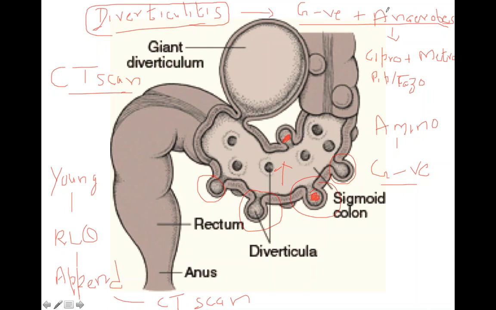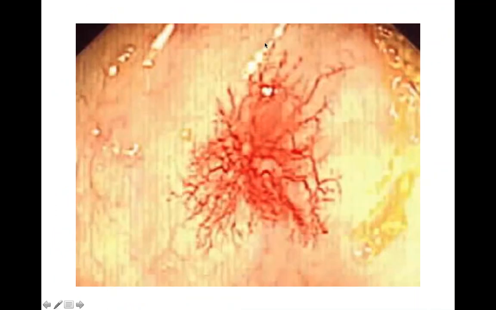Next we come to angiodysplasia. It is the second most common cause of lower GI bleed. The patient has painless bleeding, so we have to go for colonoscopy. When we go for colonoscopy, we will find this kind of pattern, a fern-like pattern. This is typical. This picture can come in the exam.